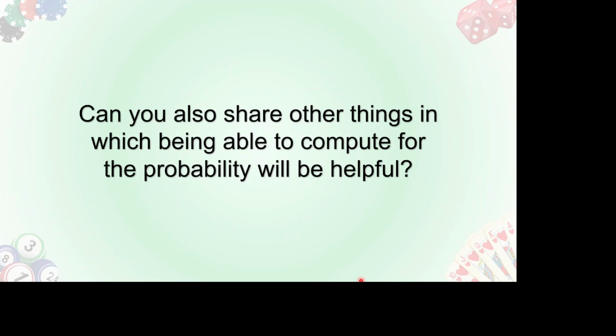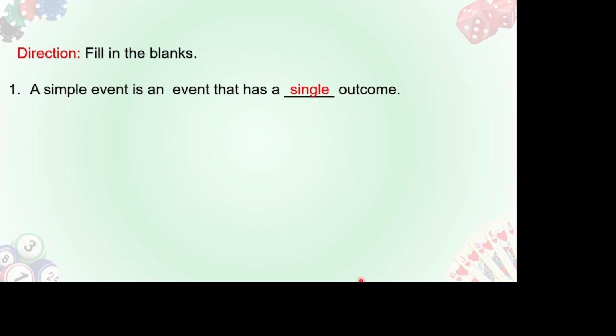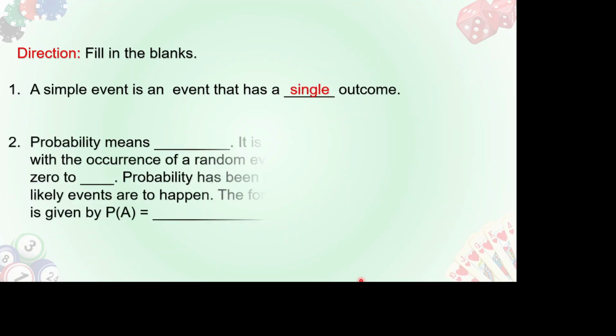Now, you can also think of other things where we can use probability. Now, I want you to remember the terminologies that I used in the beginning of this video lesson and fill in the blanks. A simple event is an event that has a blank outcome. What's the missing word? If you said single, then you are absolutely correct.